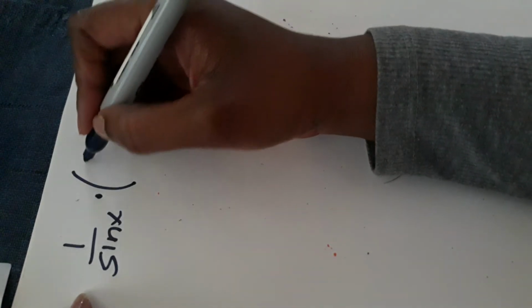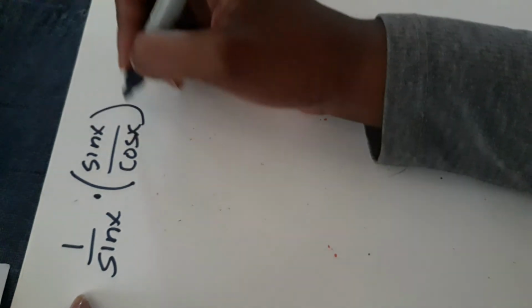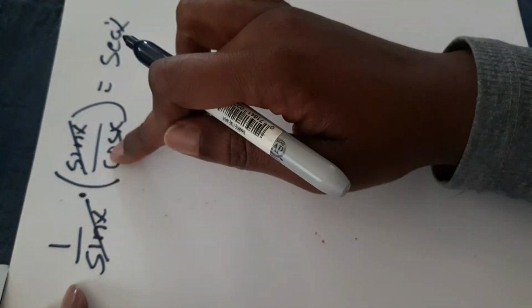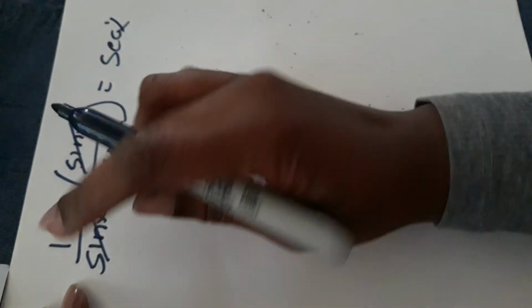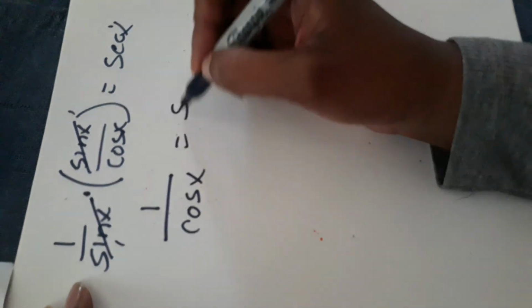1 over sine x times sine x over cosine x and equals secant x. Okay, so we cancel these out, remember? Multiply the top, multiply the bottom, we multiply fractions. 1 times 1 will give you 1. 1 times cosine will give you cosine at the bottom. All right.